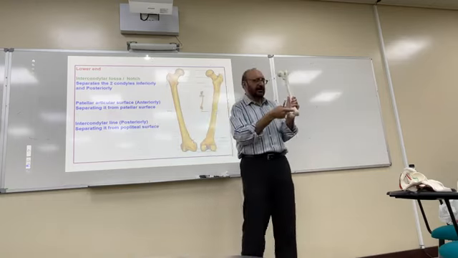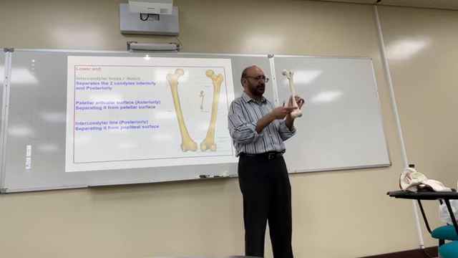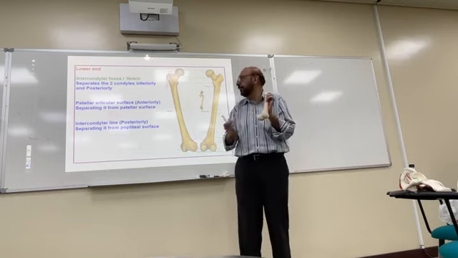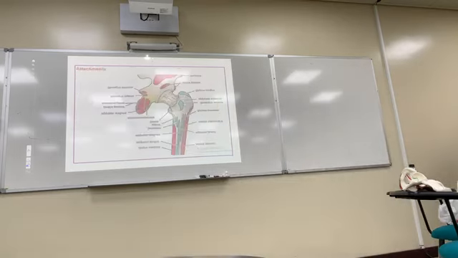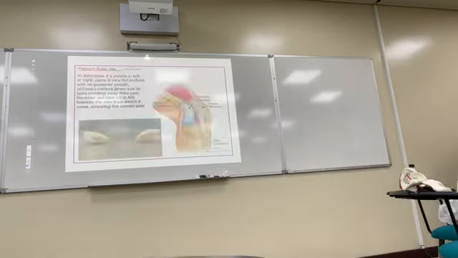Intercondylar line is the line posteriorly which separates it from the posterior surface. Here, intercondylar line.